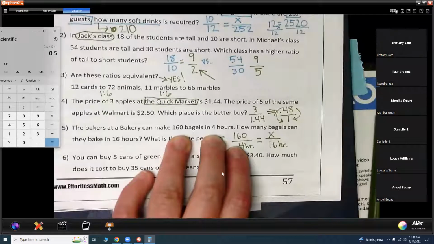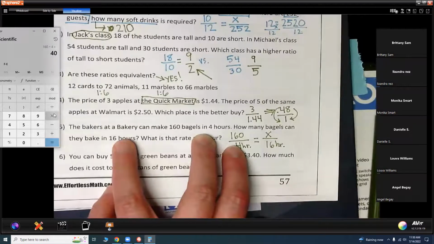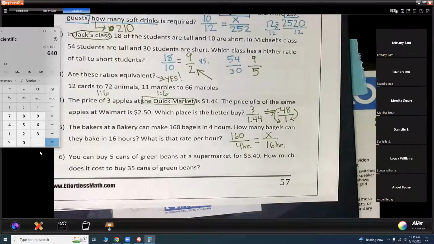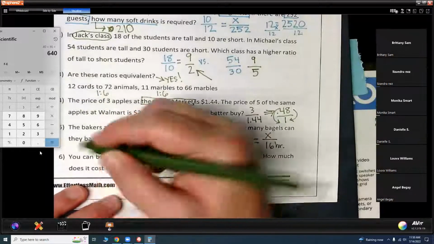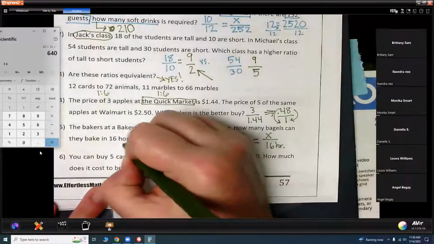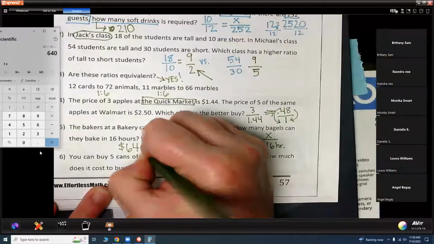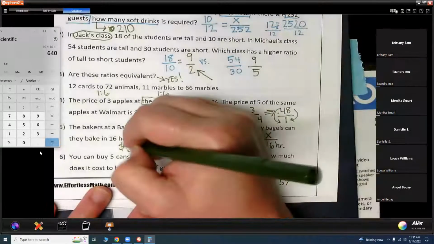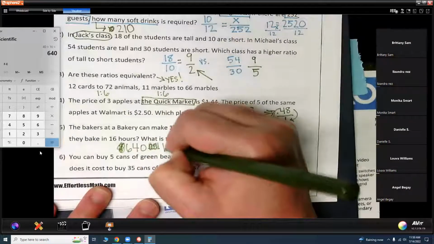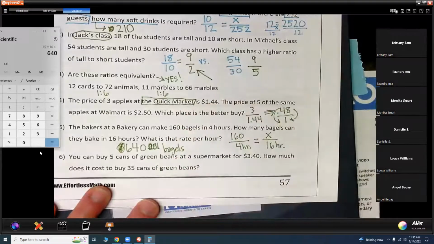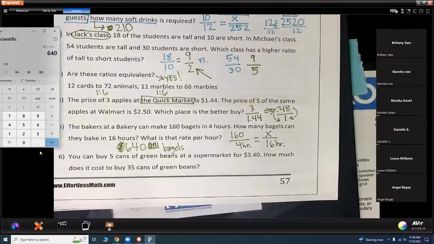So, right, we know if it's 160 per 4 hours, then if we divide that, it's 40 bagels an hour. So then, right, times 16 hours, we're making 640 bagels. That's a lot. Delicious bagely carbs. All right, oops, not $640, 640 bagels, silly. Bagels.